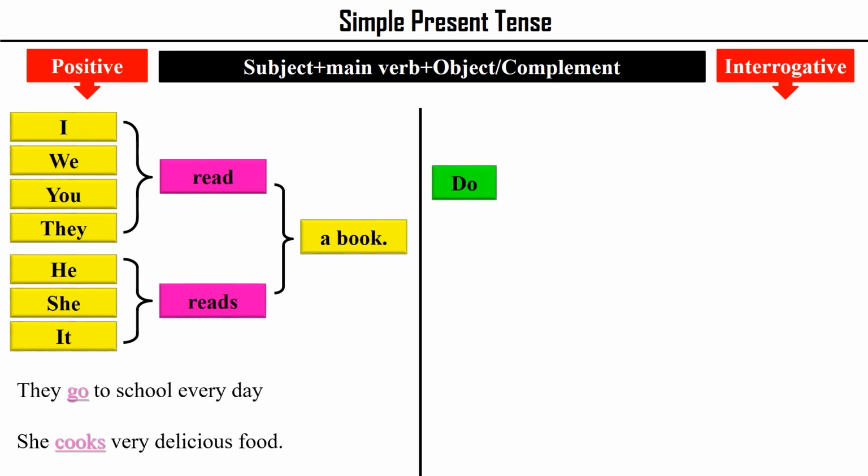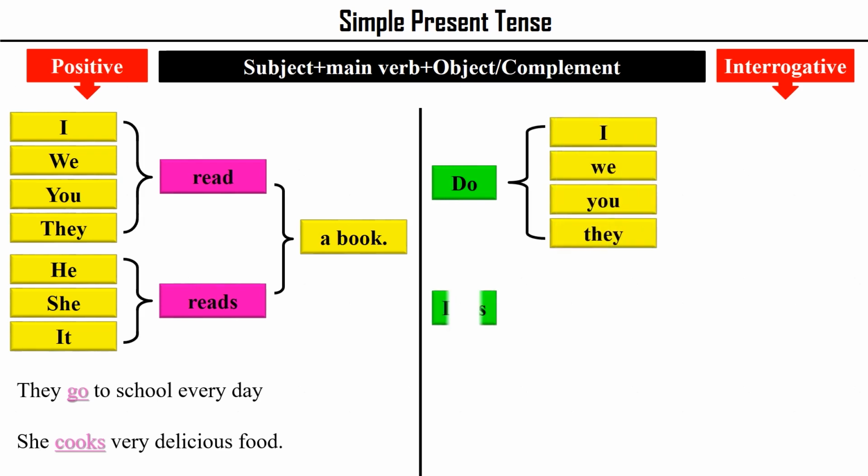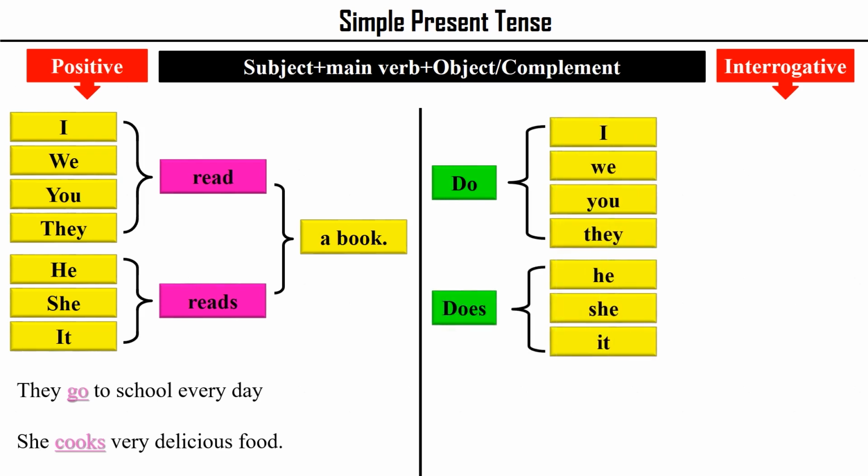Interrogative. Here, in interrogative sentences, the helping verbs come at the beginning of the sentence. It means the helping verbs precede the subject. The subject follows the helping verbs. For example, do plus subject or does plus subject plus main verb plus object. Do and does come at the beginning of the sentence, plus subject plus main verb plus object.